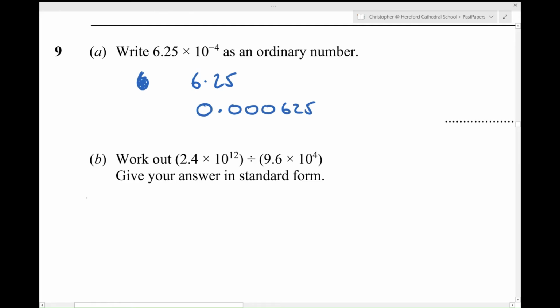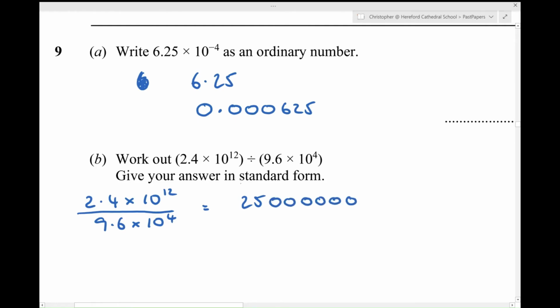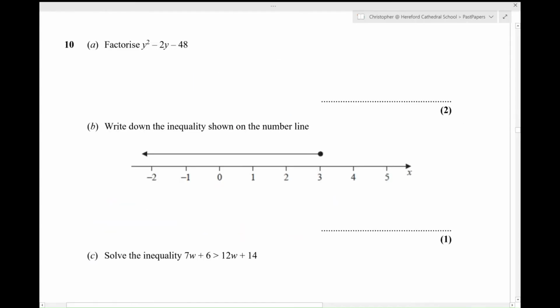Right, now for B, I'm afraid to say that I'm simply going to put this whole expression into my calculator and press equals and see what happens. When I do that, I get the answer 25 million. 25 with 6 zeros. It says I need to give my answer in standard form, so that's 2.5 times 10 to the 1, 2, 3, 4, 5, 6, 7. And that's question 9. Question 10.